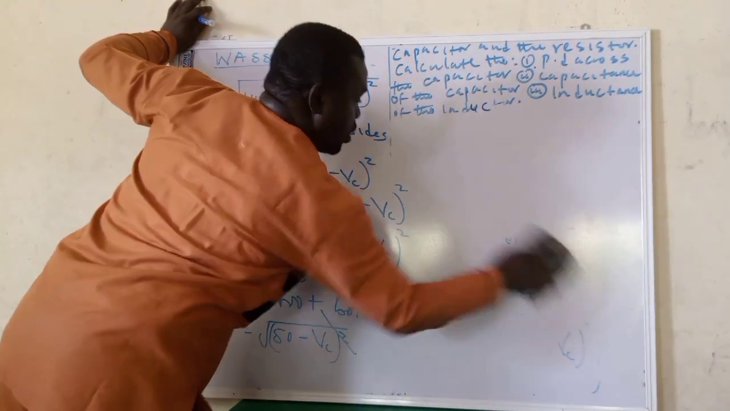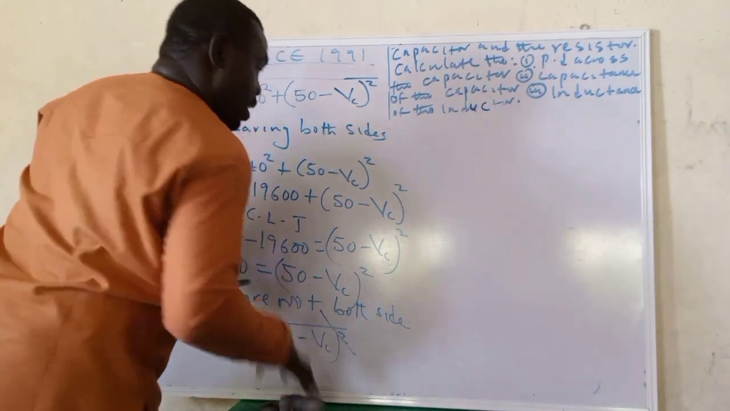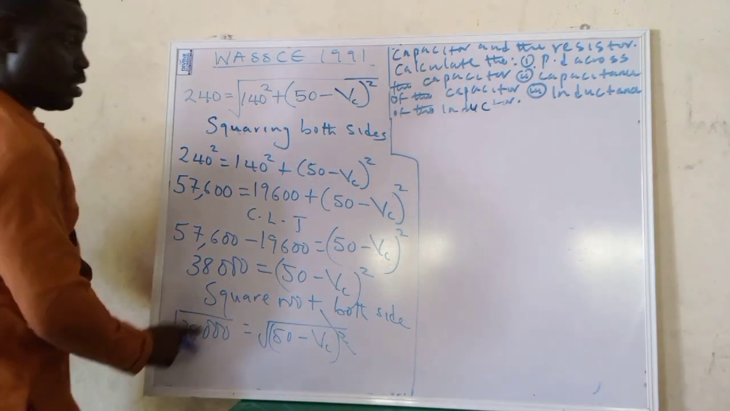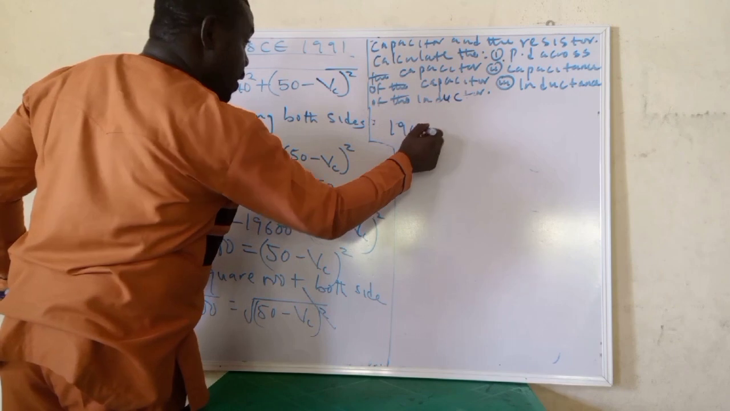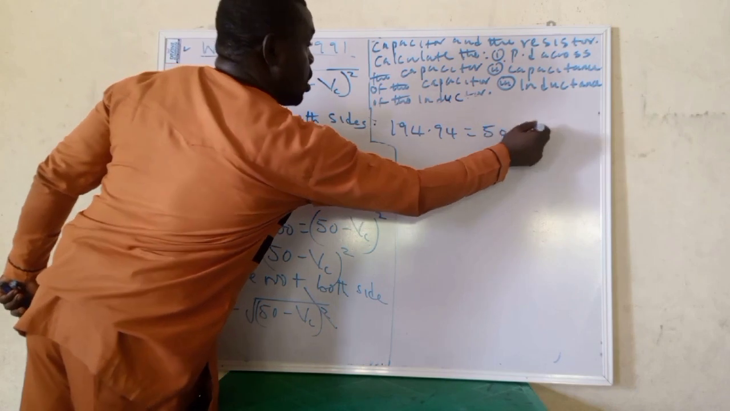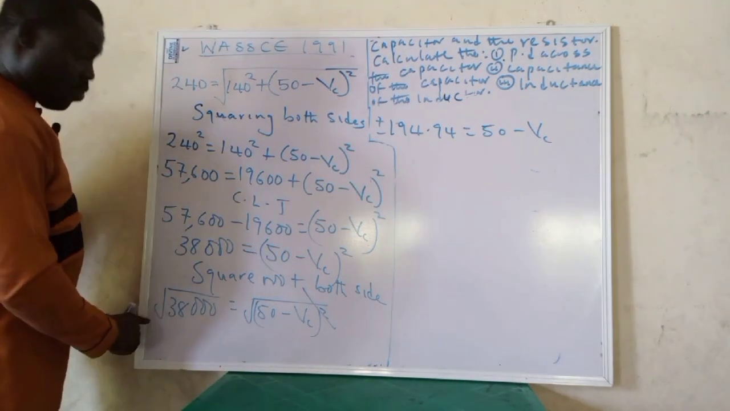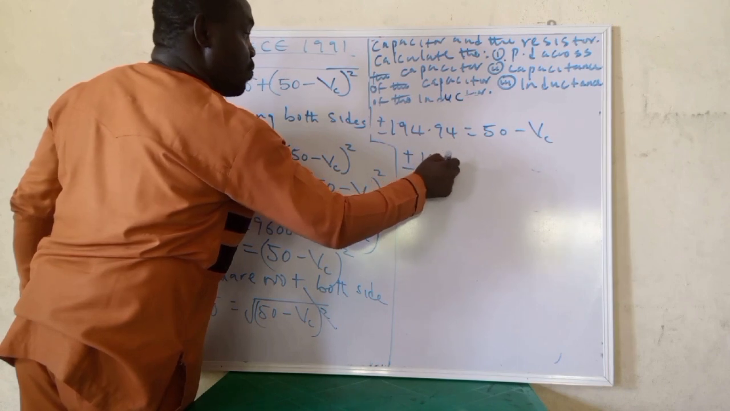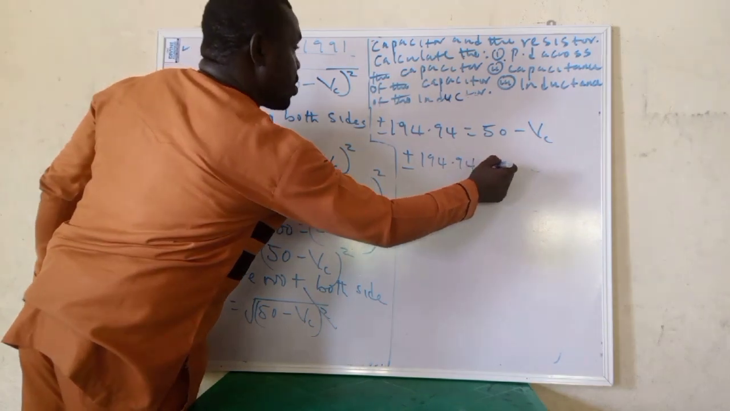I'm not going to wipe the question above because we are told to find it. So let me allow people to see it. So what do you have here, please? The square root of 38,000 is 194, call it 194.94. So when you cancel this out, you have VC. Thank you. So this is plus minus actually because of the square root that we have done. So we have plus minus 194.94.